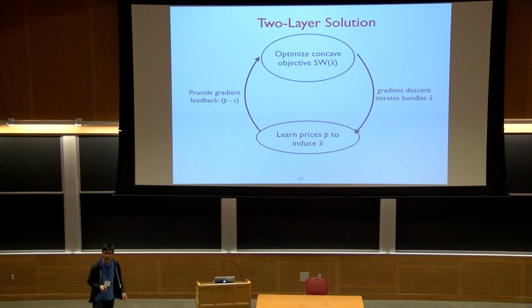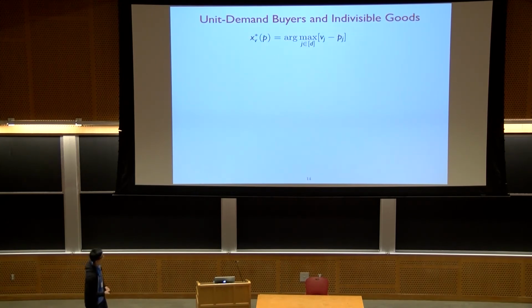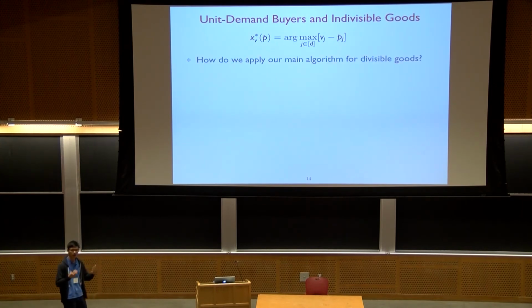So finally, I would like to briefly talk about an extension I really like, which is using the idea of these algorithms to solve a problem in a rather different setting, which is the setting of unit demand by buyers with indivisible items. In this setting, you can think of each buyer showing up and buying a single item that maximizes the value minus the price of that item. So far we've been talking about a tool or an algorithm that is designed for solving problems for divisible goods. How do we use that to solve the problem in this indivisible setting?